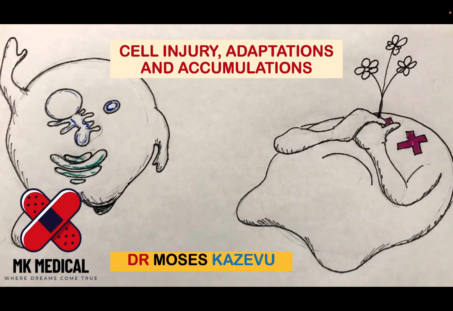So we continue with our series of lectures on pathology. This is part 3 of a 4-part video on cell injury, adaptations, and accumulations.